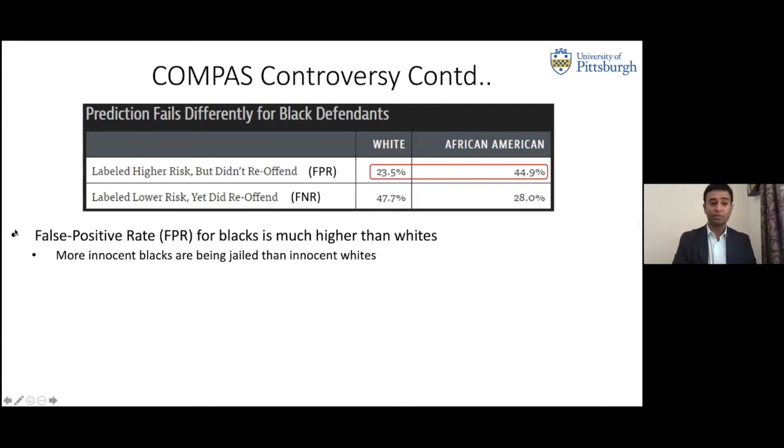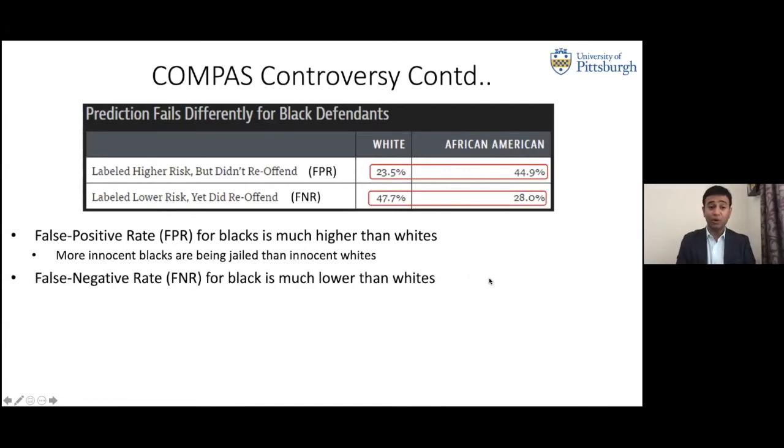Okay, so which is why it is false positive. And the other thing is the false negative rate for blacks is much lower than whites. So let us say you are a black person and you have actually committed the crime. There's a small likelihood that you will escape, but that likelihood for you is much lower than the likelihood for a white criminal, because the false negative rate for blacks is much lower. So it means that fewer guilty blacks are released compared to guilty whites.